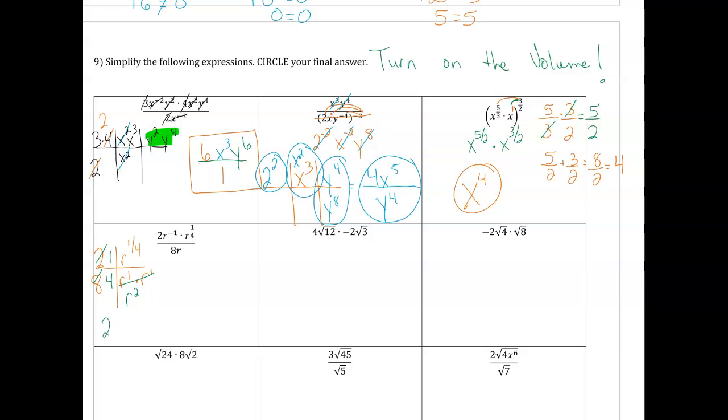If I have 2 and I subtract 1/4, so I have 2 cups of water and I pour a cup out, I still have 1 3/4 cups left, which then I can do 4 times 1 for 4, add the 3, and get 7/4. So the question is, where are the 7/4? They're in the denominator because 2 is way more than 1/4. So when I'm done, I have a 1 in the numerator, I have a 4 in the denominator, and I have an R to the 7/4 in the denominator.